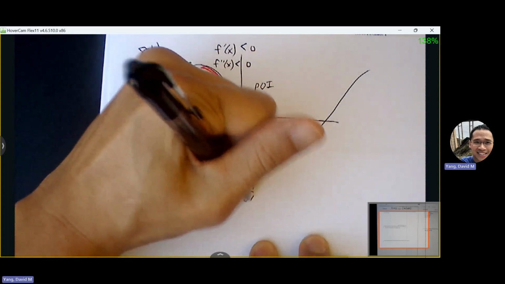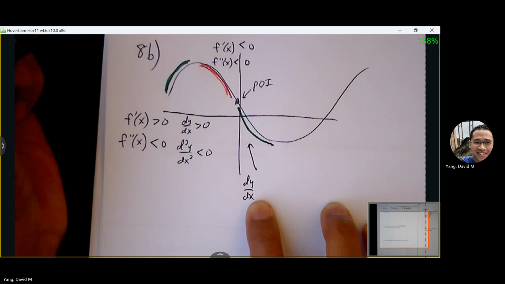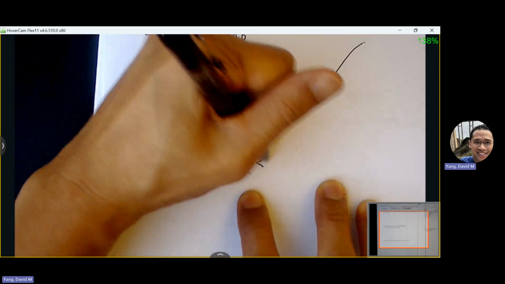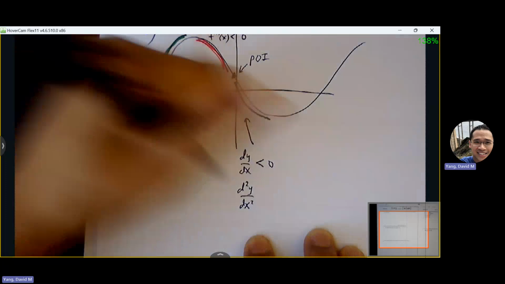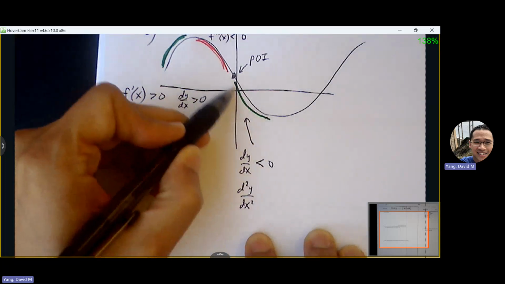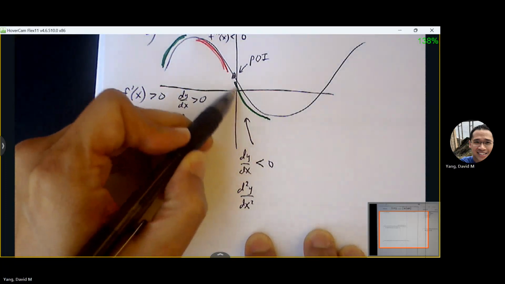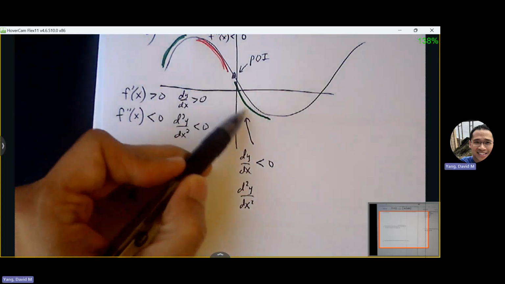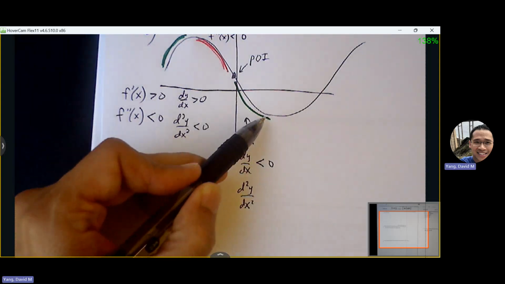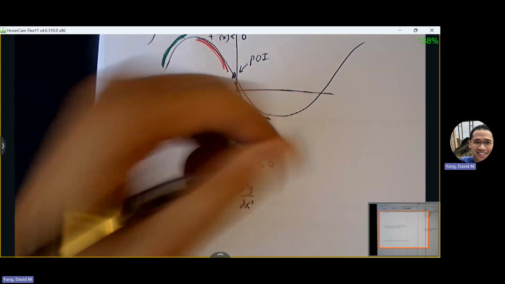dy dx, or f prime, is negative slope. d2y over dx2, that's the same thing as f double prime, is greater than 0 because it's concave up, right? Kind of has that U shape, right?